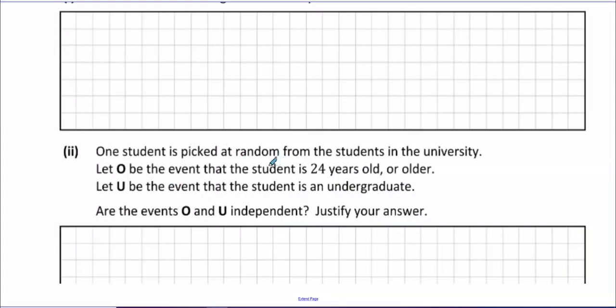One student is picked at random from the students in the university. Let O be the event that the student is 24 years old or older. Let U be the event where the student is undergraduate. Are these events independent? Yes or no? What's the proof for independent? There's a proof for it.